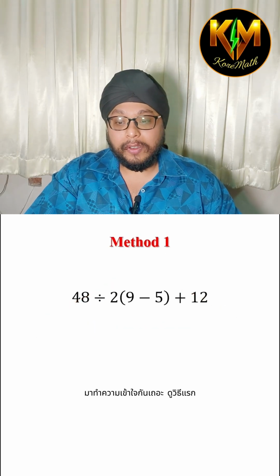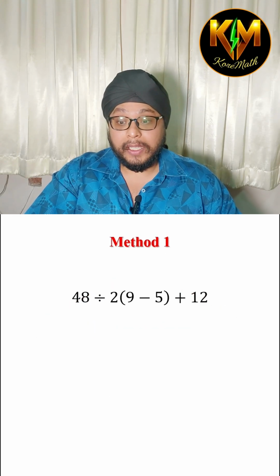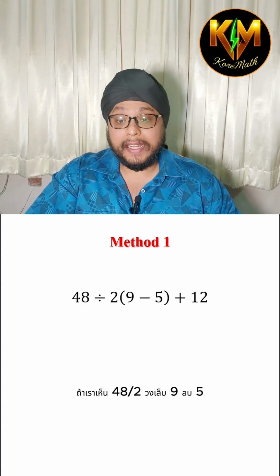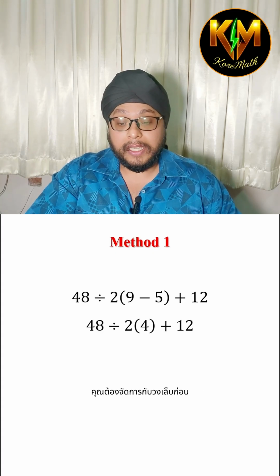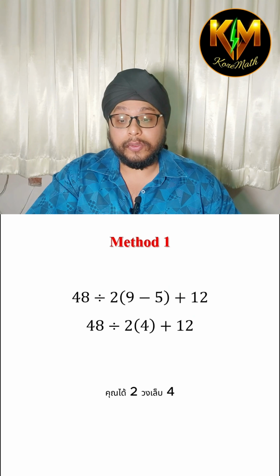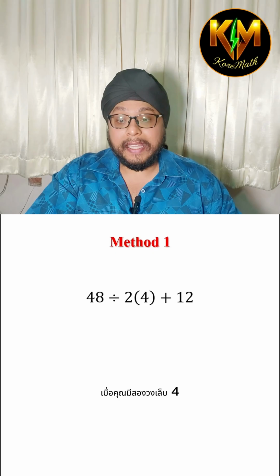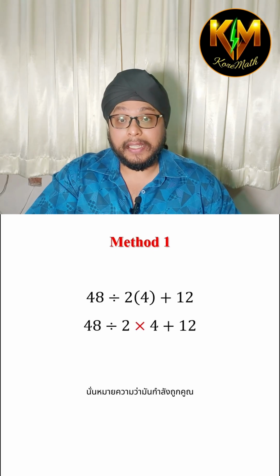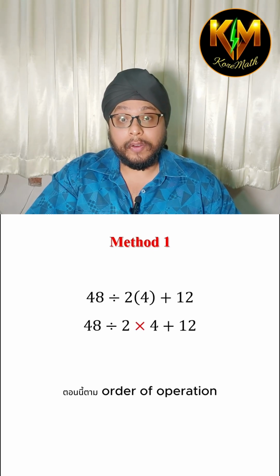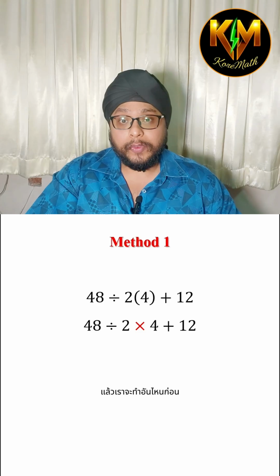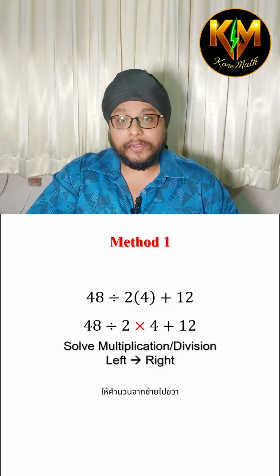Let's break it down. So looking at the first method, if we see 48 divided by 2(9 minus 5), well, you've got to deal with the bracket first. You've got 2 times 4. The thing is, when you have 2(4), that means it's being multiplied. Now, according to the order of operations, division and multiplication both have the same priority. So which one do we do first? Well, you go left to right.